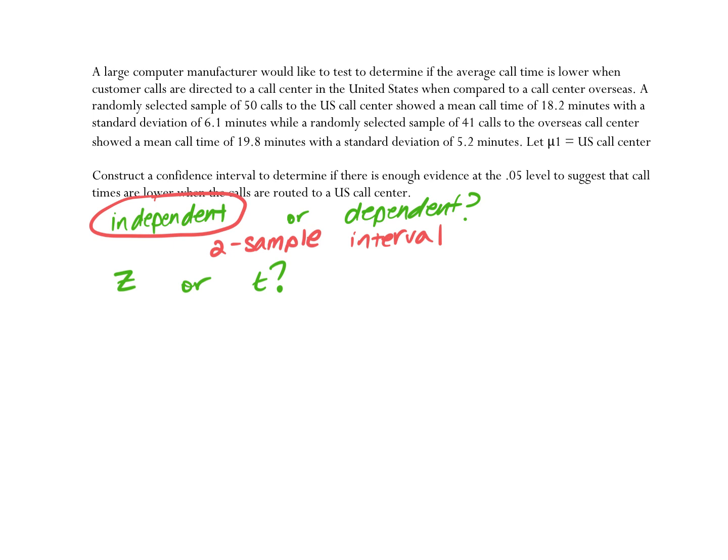Z or T? Do we have the population standard deviations? I always have to go back and say, a sample of 41 calls had a mean time. In fact, that 5.2 is describing the sample, not the population. Okay, so this is T. That tells me I'm picking 2-sample T interval in my calculator. So hopefully you're seeing why we care about independent versus dependent.